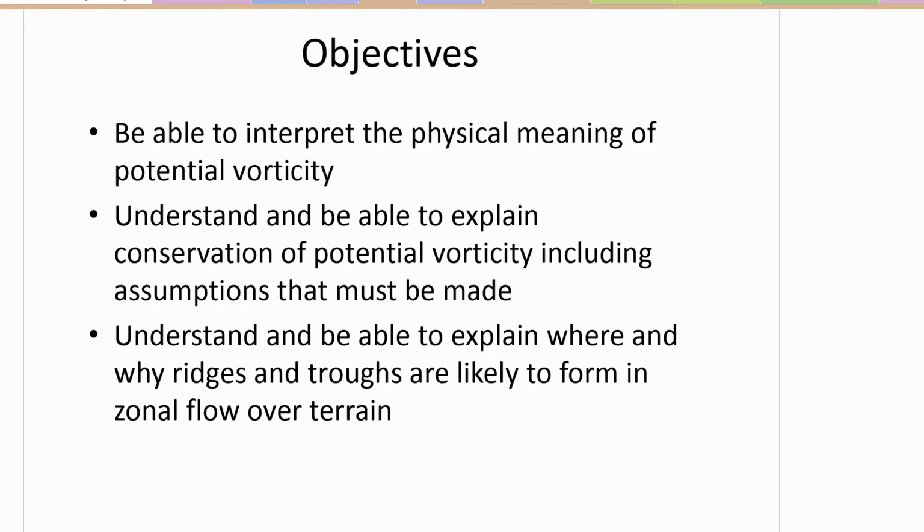And then we want to be able to explain where and why ridges and troughs are likely to form when we get zonal flow. And if you recall, zonal flow is west to east flow, or just east-west in general, but we almost always see it from west to east in both the southern and northern hemisphere, in the westerlies. So we want to understand what's going on there and why we see ridges where we see them, and why we see troughs where we see them with respect to zonal flow over terrain.